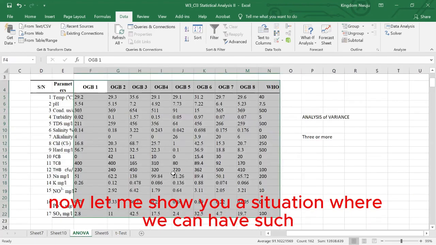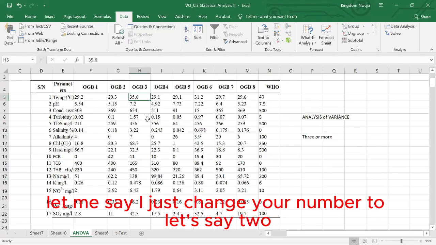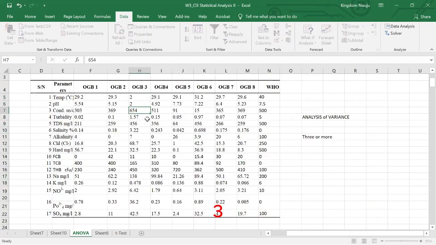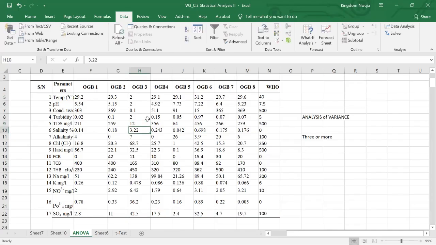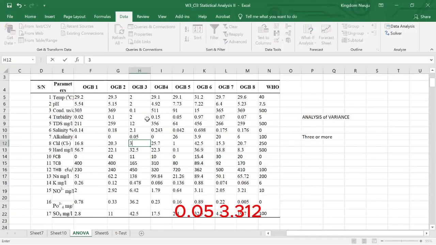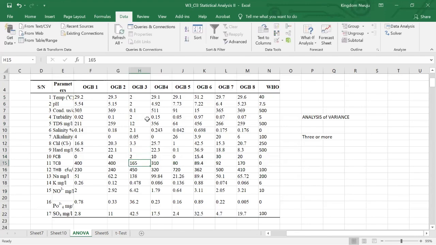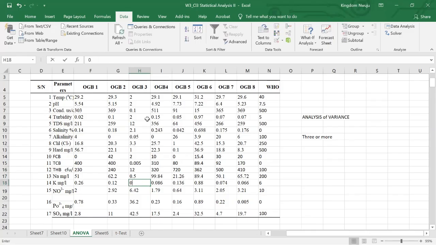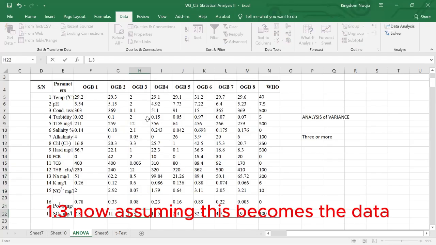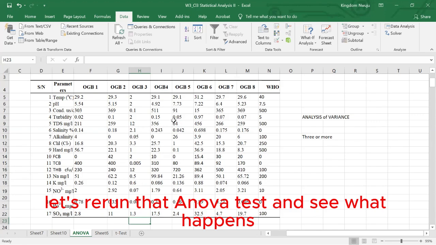Now let me show you a situation where we can have such significant tests. Let me say I just change here now to, let's say, 2, 3, 0.1. I'm just altering these values. 2, 12, 2.1, 0.05, 3.3, 1, 2, 0.005, 12. I'm just altering the values so that you can see what happened to the output: 0.5, 0.56, 0.7, 0.8, 1.3. Now, assuming this becomes the data, let's rerun that ANOVA test and see what happens.